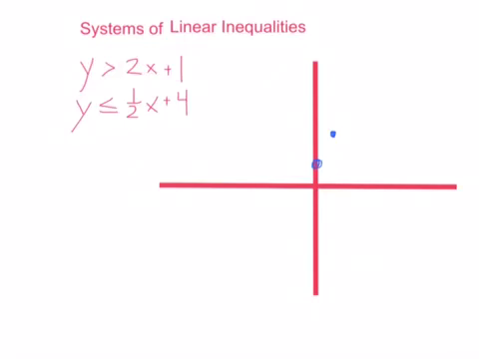Now I need to draw my line. How this differs a little from graphing linear equations is that since this is an inequality, I have a greater than sign. Since it doesn't have the or equal to, like this one down here, that means I'm going to be drawing a broken line, or a dashed line. It's going to look something like that.